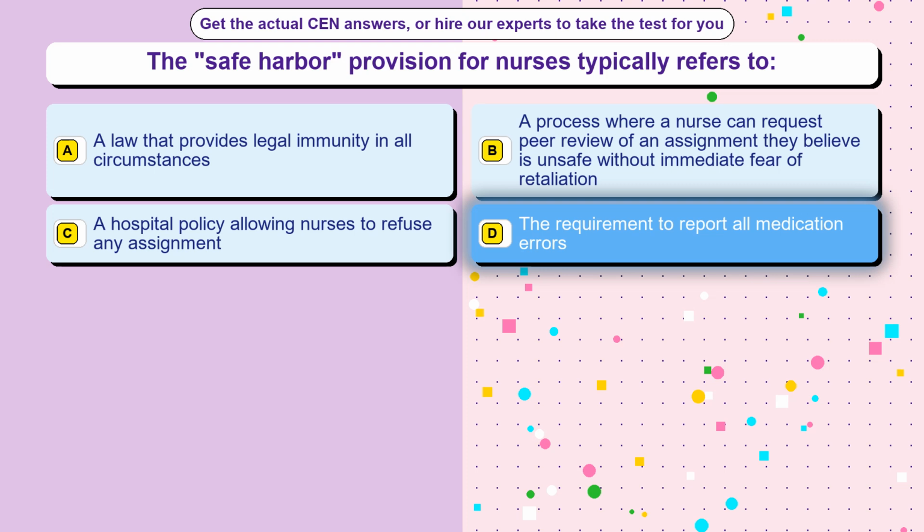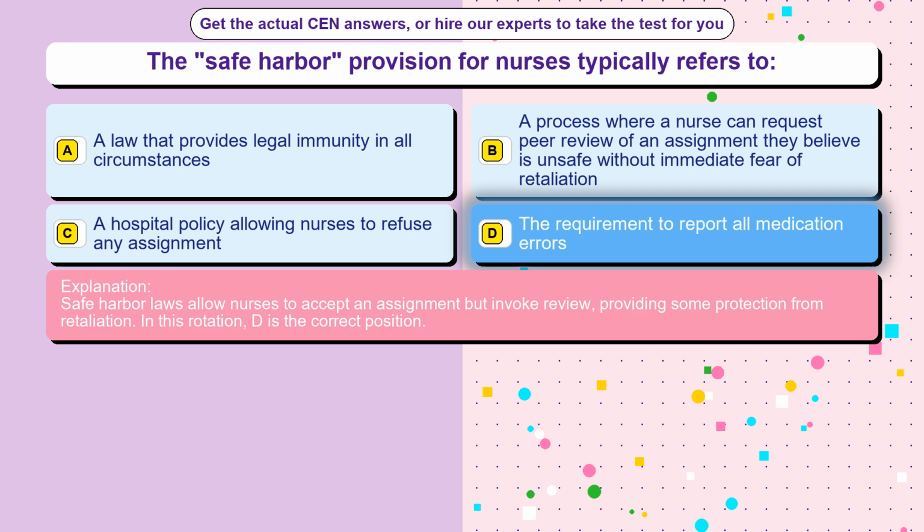The correct answer is option D. The requirement to report all medication errors. Safe harbor laws allow nurses to accept an assignment but invoke review, providing some protection from retaliation. In this rotation, D is the correct position.